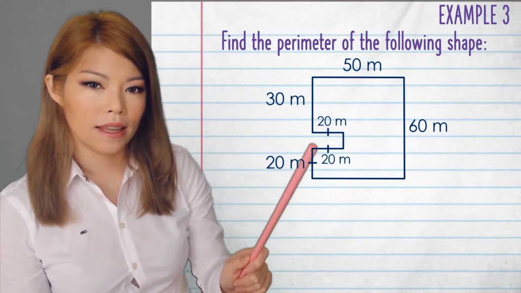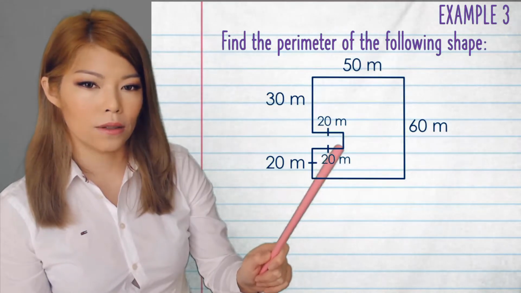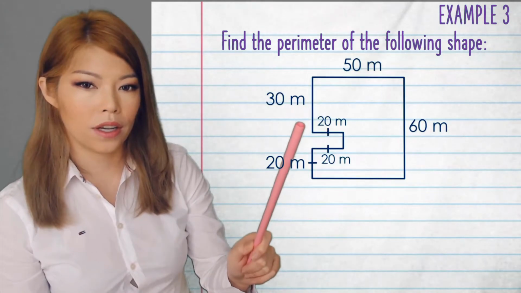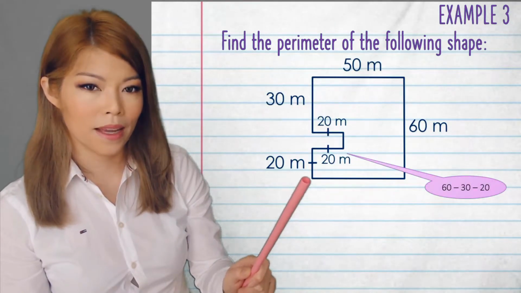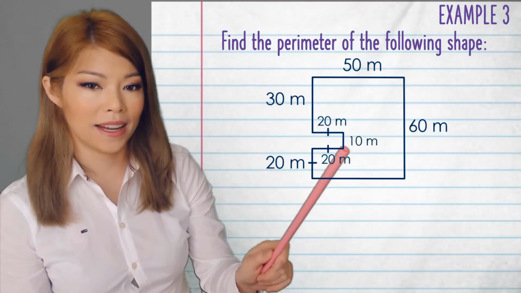Now we notice that this height is the same as this height. Therefore, that little space is equivalent to that length of there, 60. Take away the 30 and take away the 20. 60 take away 50 is 10, so we'll have 10 in there.